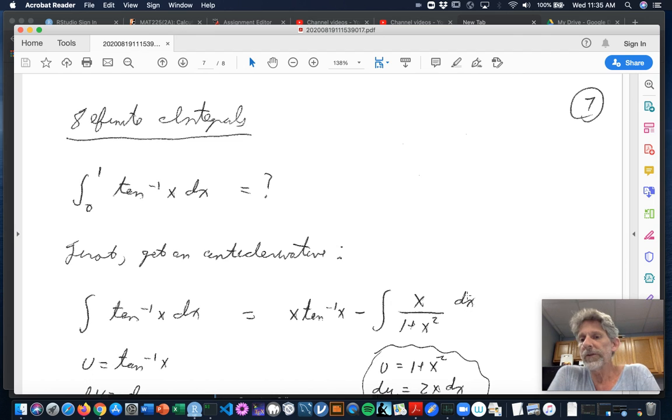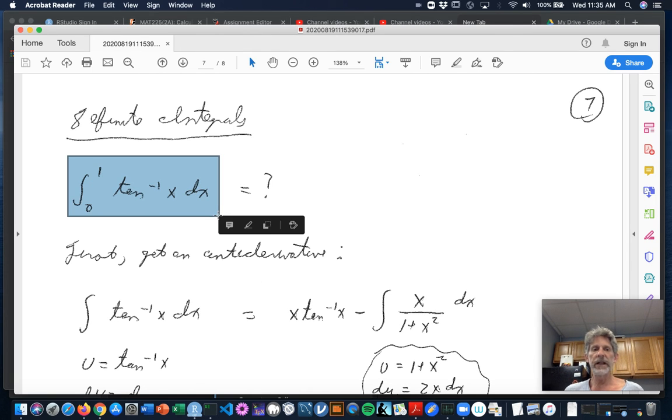What if you need to do definite integrals of some tough integrand? No problem. You can just look for any antiderivative and apply the fundamental theorem of calculus. Well, here's an example where maybe you have to do integration by parts to find your antiderivative. What if you need the signed area under the curve tangent inverse x from x is 0 to x is 1?